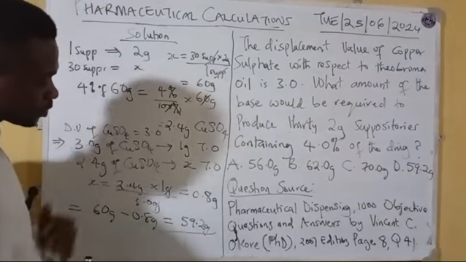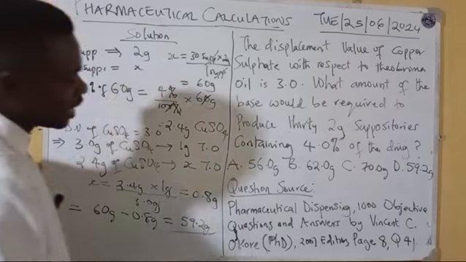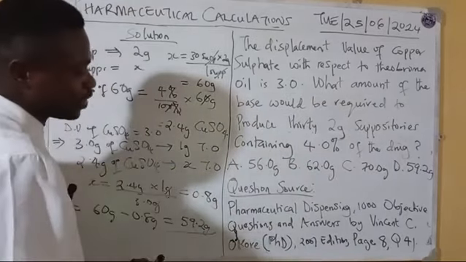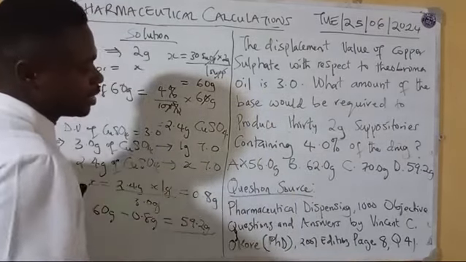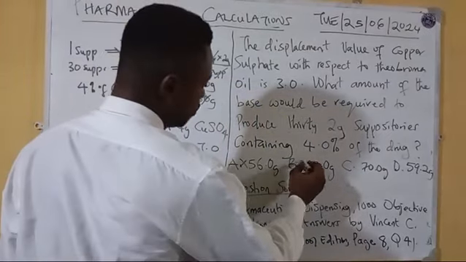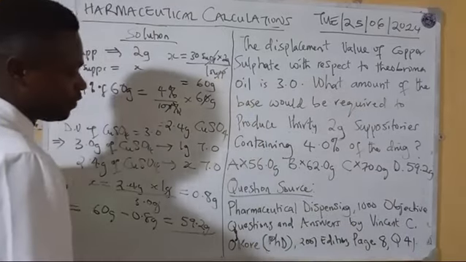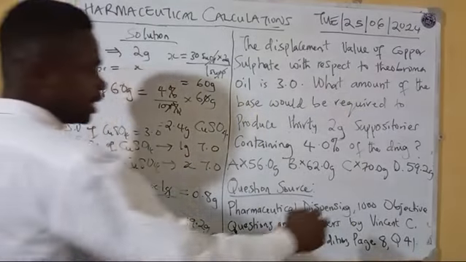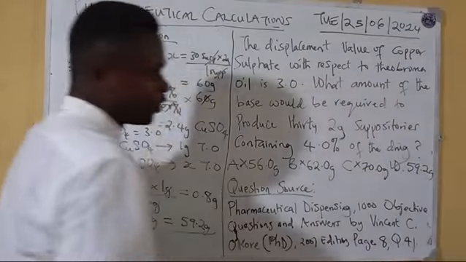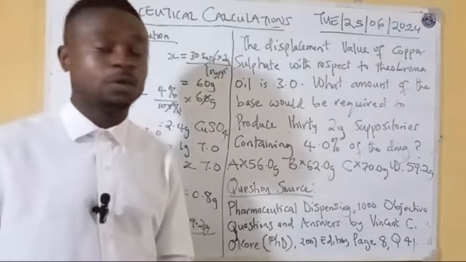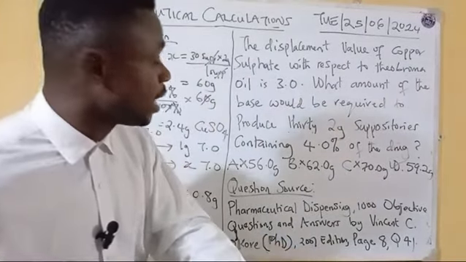So this is the answer to the question. Let's look at the options. Option A says 56.0, no. B says 62.0 gram, no. C says 70.0, no. D says 59.2. So this is the answer. The answer is 59.2 gram of the base, which is theobroma oil.